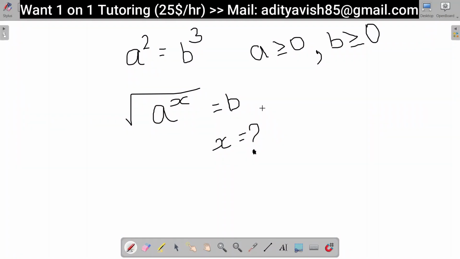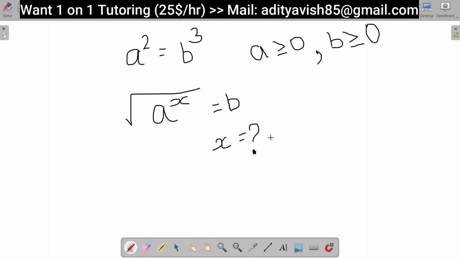So we have a question here where it's saying a square is equal to b cube, where a is greater than 0, b is greater than 0, and under root of a raised to power x is equal to b. So what is the value of x? Basically we can see these two as two equations and we need to solve these.